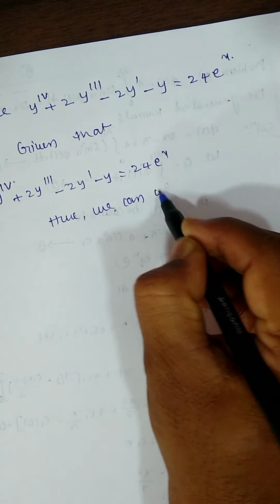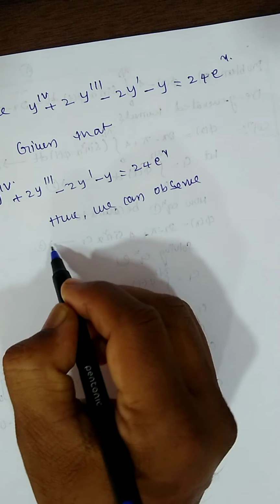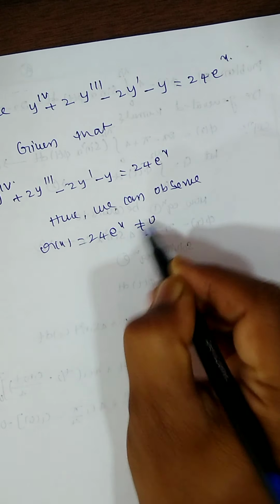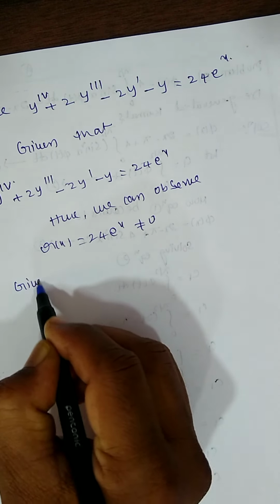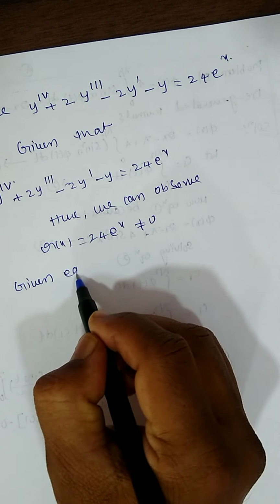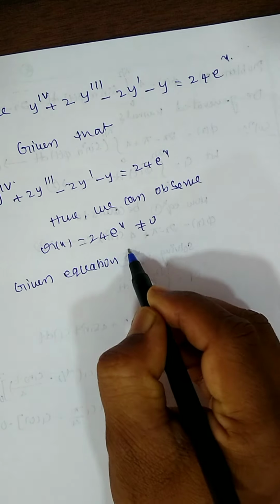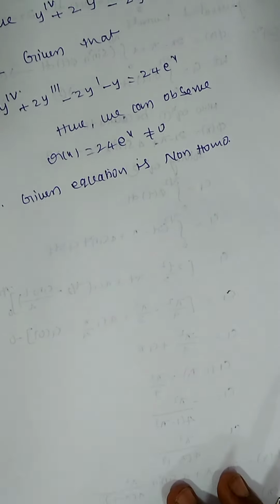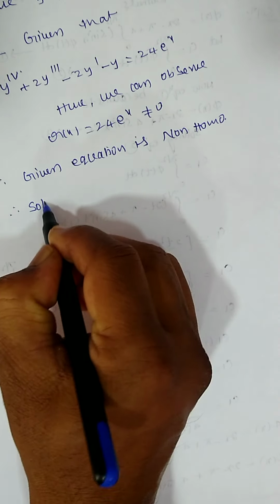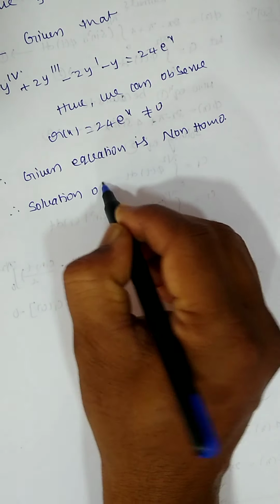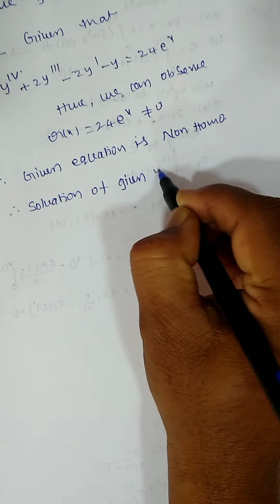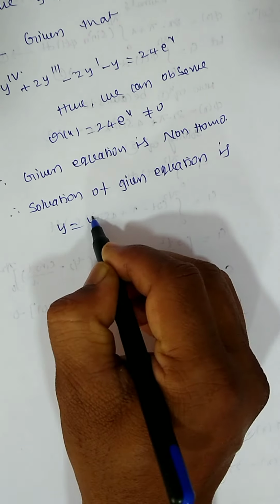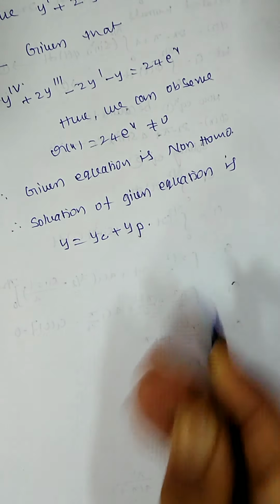Here we can observe Q of x is equal to 24 e to the power of x, which is not equal to 0. Therefore, the given equation is non-homogeneous. So therefore, the solution of the given equation is y equal to yc plus yp.